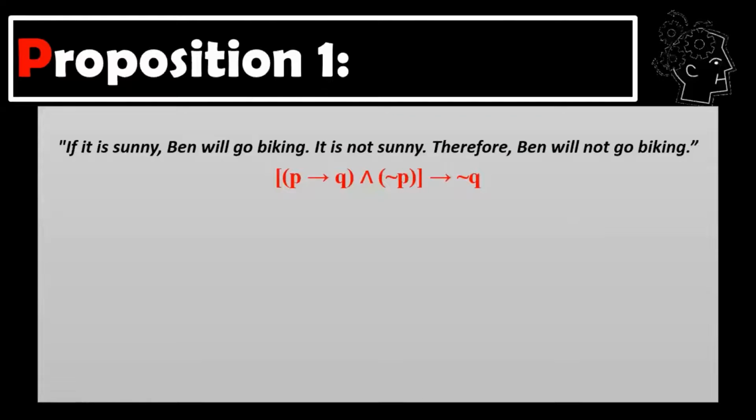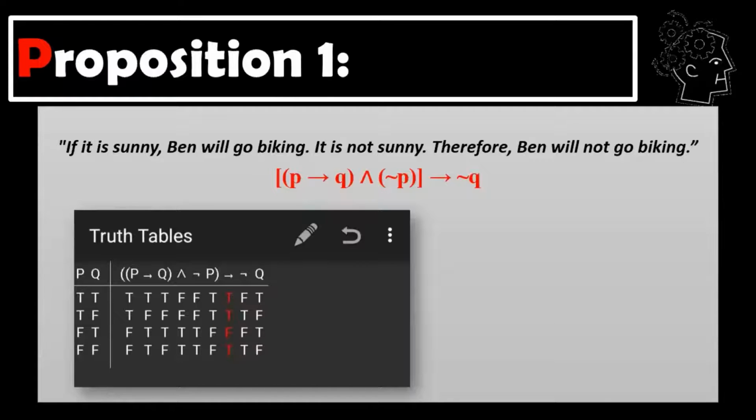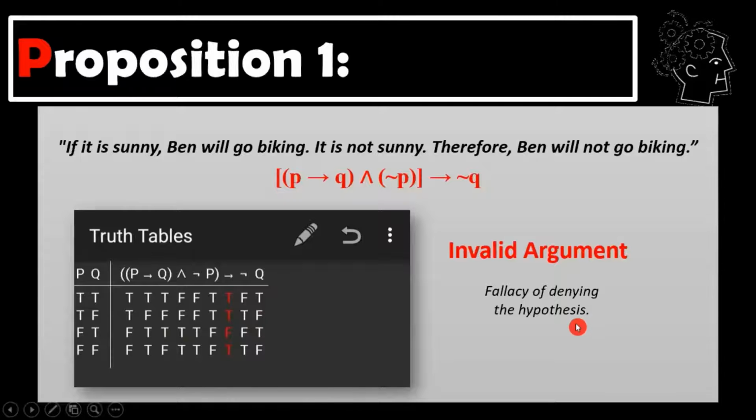So based on this truth table, we can see that there is a case where the premise is true and our conclusion is false, which by definition means that the argument itself is invalid, and that is supported by the fallacy of denying the hypothesis.